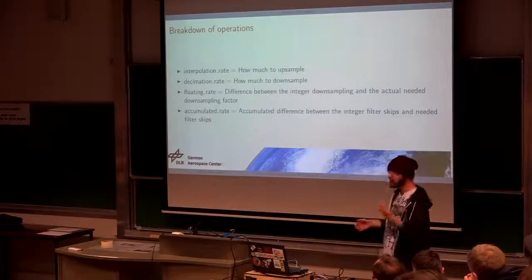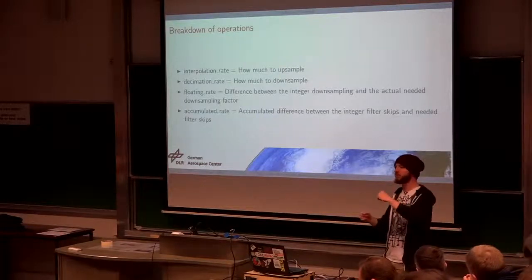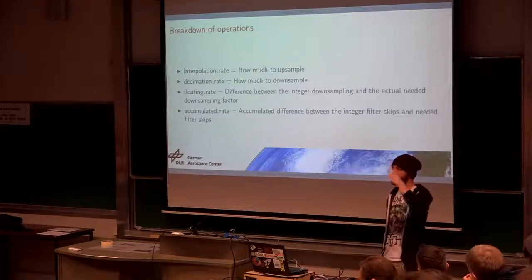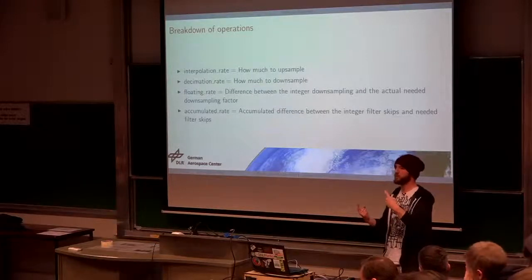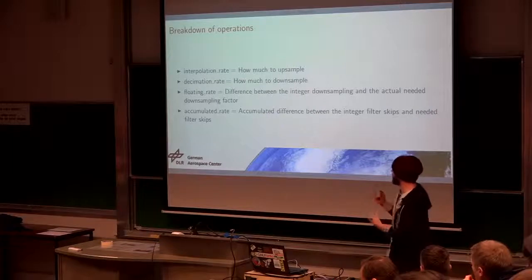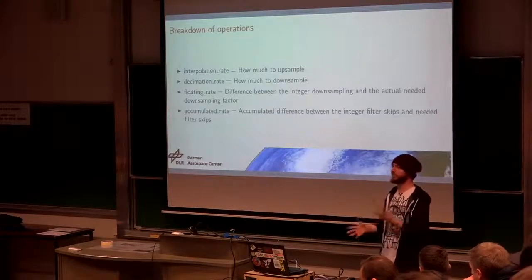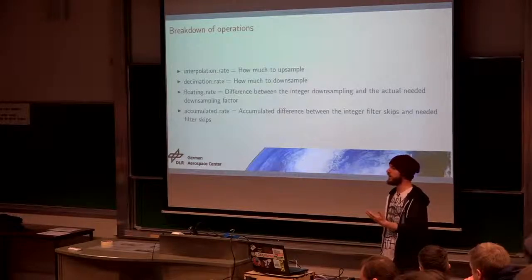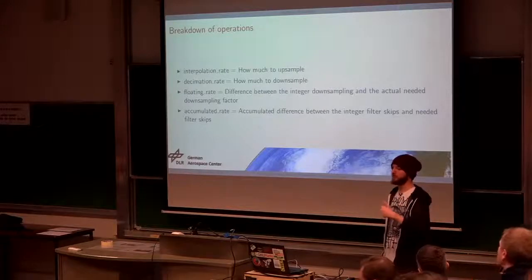Then you have the floating rate, which is the difference between your integer resampling, which you would do when you just upsample and downsample by integer factors, and your actual rate that you want to achieve. And then you have an accumulated rate, or more appropriately, an accumulated step size. This makes finding the right filter more accurate.